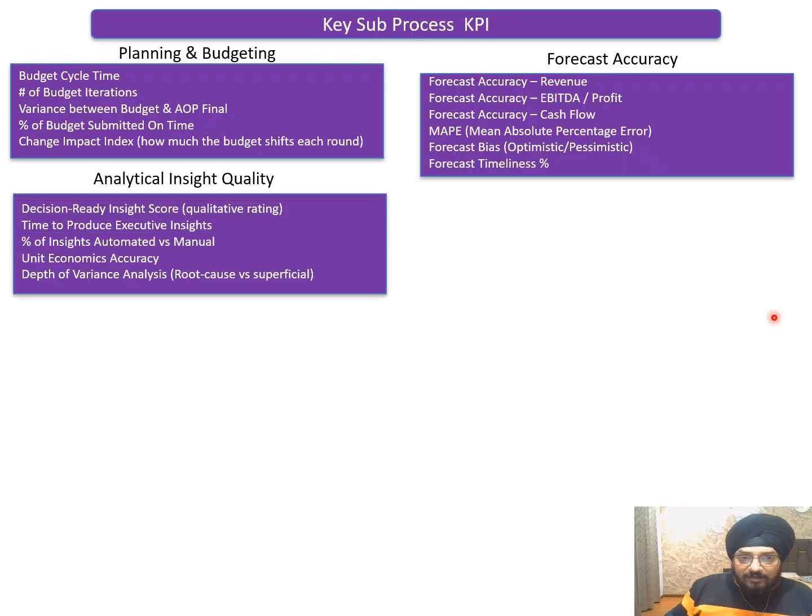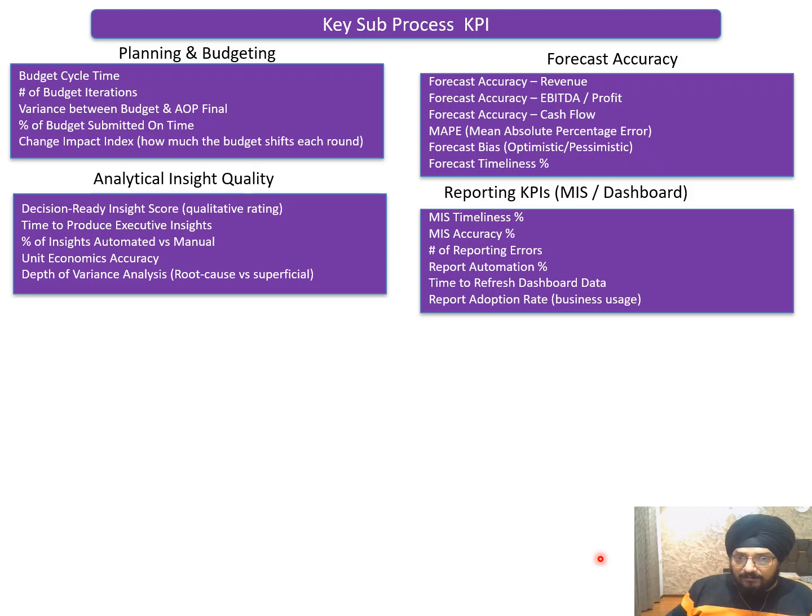Then analytics, insights and quality: decision-ready insights, time to procure executive insights, percentage of insights automated versus manual, unit economy accuracy, and the depth of the variance. Reporting: MIS timelines, MIS accuracy, percentage of number of reporting errors, report automation percentage. So typically, wherever AI or automation or any kind of small quick areas can be converted into an automation scenario, and we can avoid the manual, those are also considered as a part of the KPI, wherein when we talk about the percentage of automation, it's largely taking care of the areas which can be managed without any human touch or human intervention.